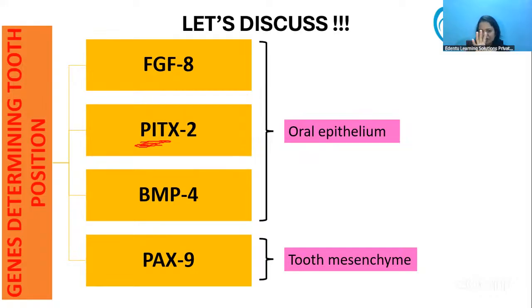Out of these 4 genes, the first 3 have their proteins expressed in the epithelia, whereas the last one, PAX9 alone, has its protein expressed in the mesenchyme, that is in the connective tissue. Mesenchyme means the primitive connective tissue. So PAX9 alone is expressed in the mesenchyme of the oral cavity, whereas the others are expressed in the epithelium.